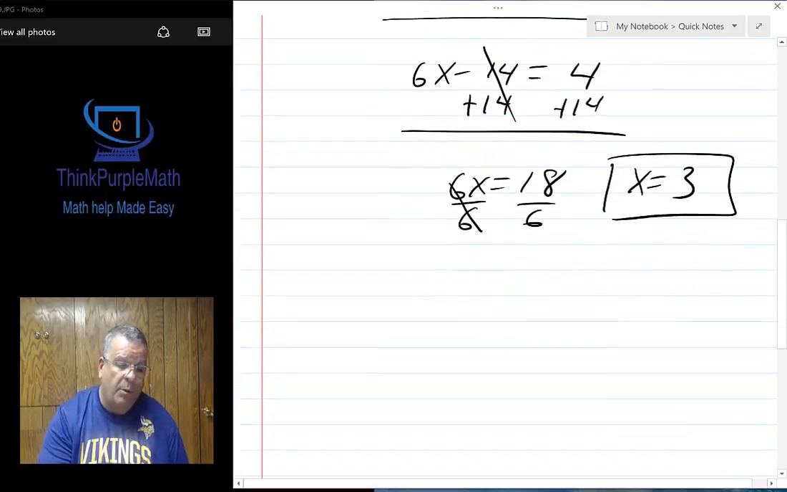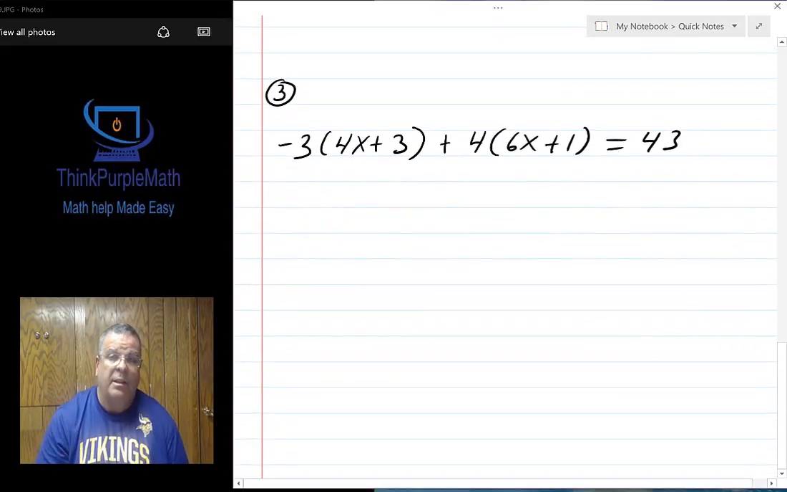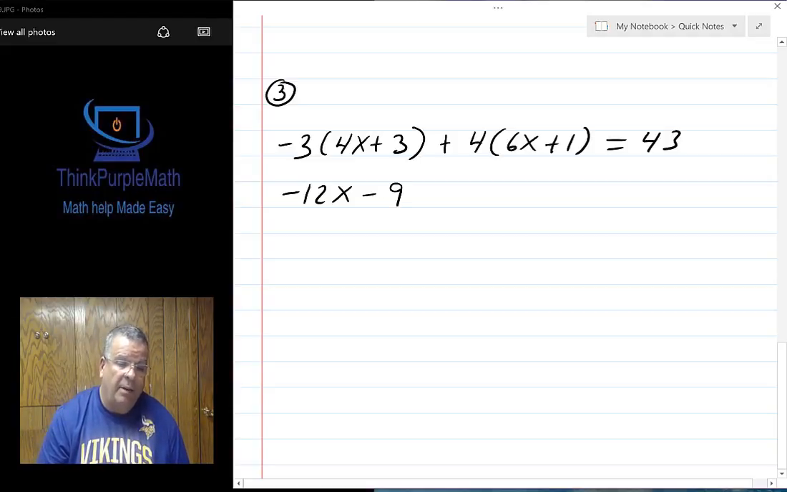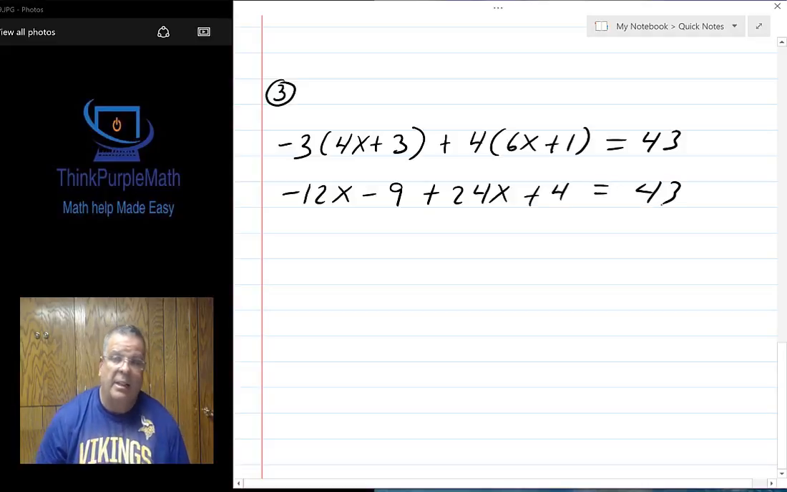Okay, there's one more problem we're going to take a look at. This particular problem has the distributive property twice, but on one side. Sometimes you'll have the distributive property on one side and the distributive property on the other side. In this case, we have it both on the left-hand side of my equal sign. We'll go ahead and apply the distributive property twice. There's -12x minus 9. The next parentheses will give us a -24x plus 4. The right-hand side stays the same.